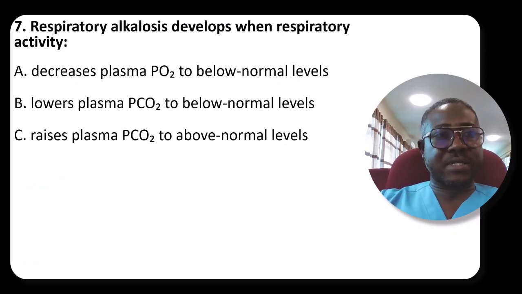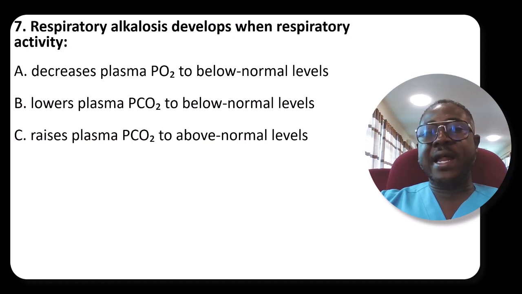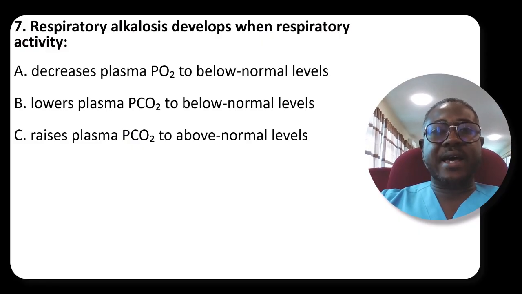Now let's look at the next question. Respiratory alkalosis develops when respiratory activity does what? A. Decreases plasma partial pressure of oxygen to normal levels. B. Lowers plasma partial pressure of carbon dioxide to normal levels. And then C. Raises plasma partial pressure of carbon dioxide to normal levels. So what do you think is the answer here?